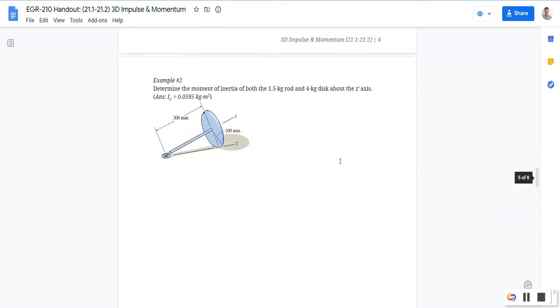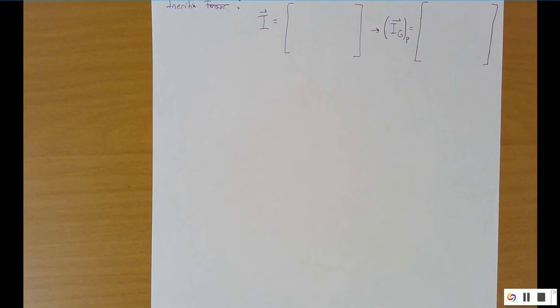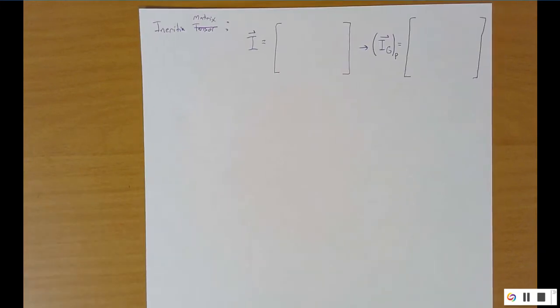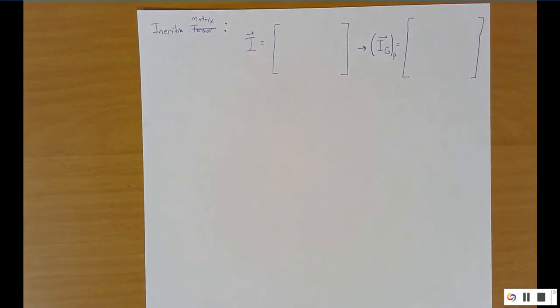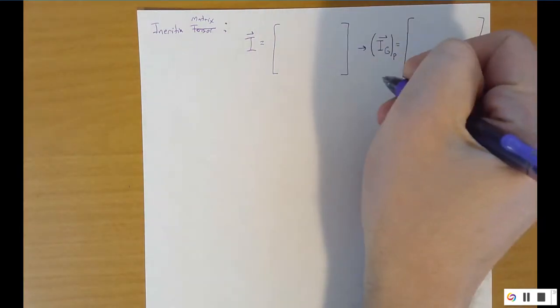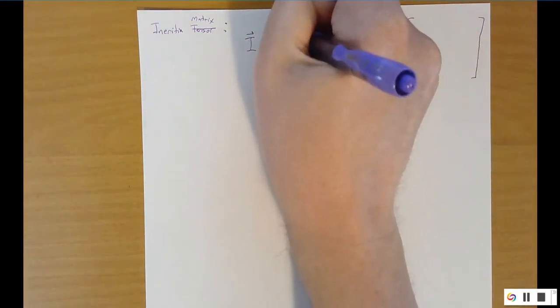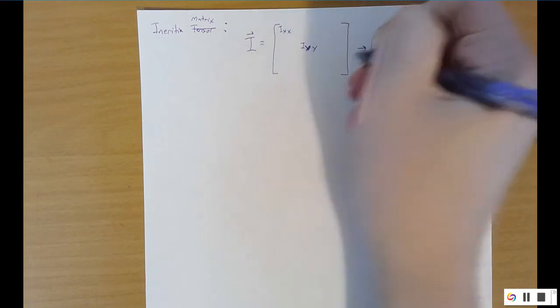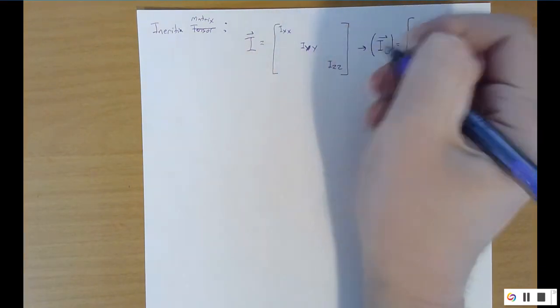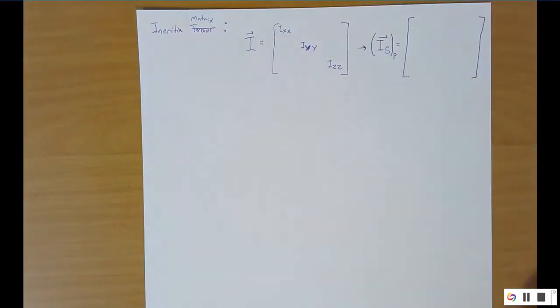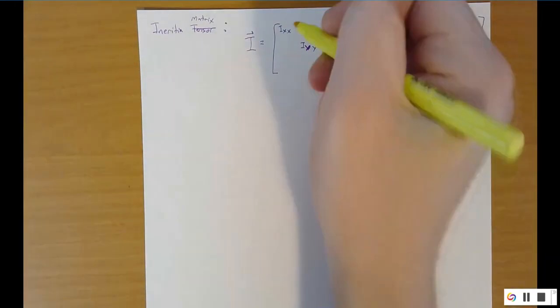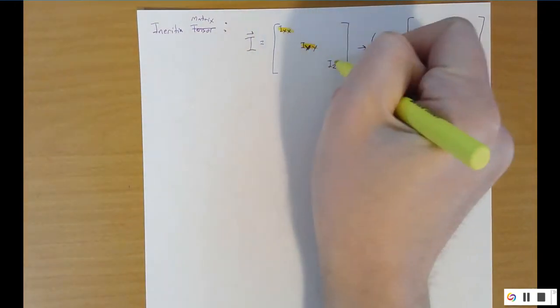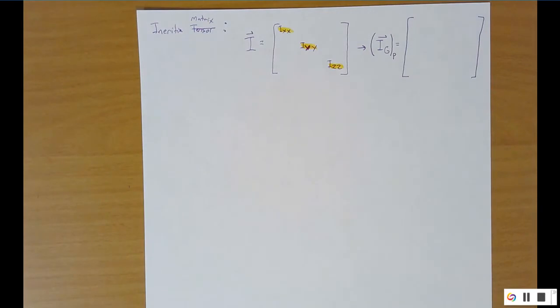Alright, so example 2 looks like this, by the way. So an inertia tensor, which I'm going to call an inertia matrix, because they're the same thing, contains all of our terms that we saw before. It's a 3 by 3, so we get IXX, IYY, and IZZ. This diagonal here holds the moments of inertia.